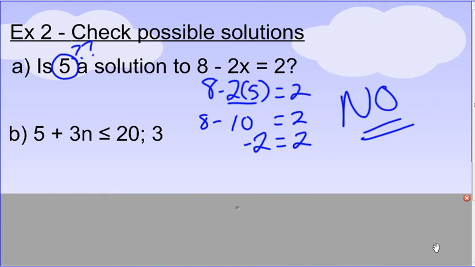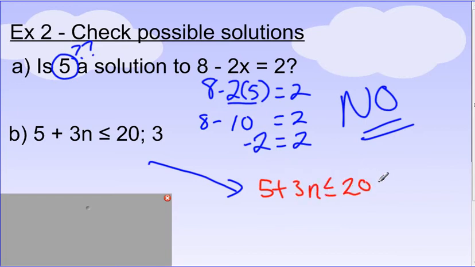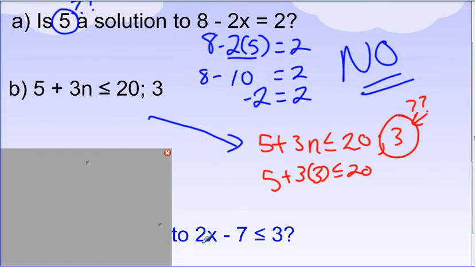Letter B. Do I have space over here? Nice. All right, I'm going to do letter B over here. You have more space in your paper than I do on the board. Letter B says 5 plus 3n is less than or equal to 20, and then we have the semicolon 3. This semicolon 3, that's the possible solution. So we're going to take that and plug it in for our variable. And now we want to check to see if this is correct.